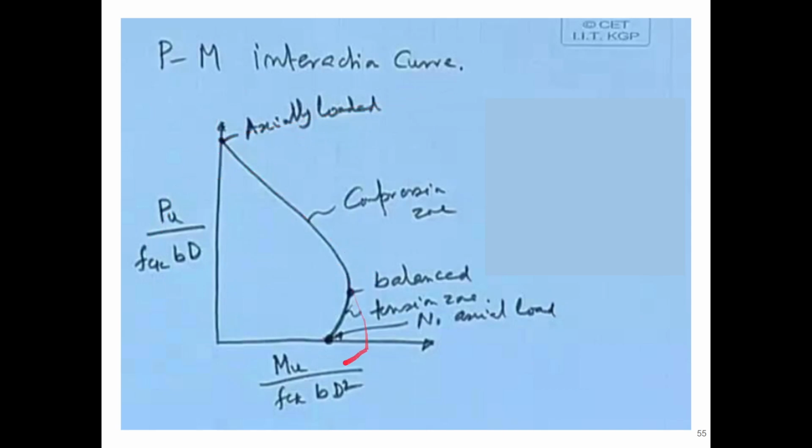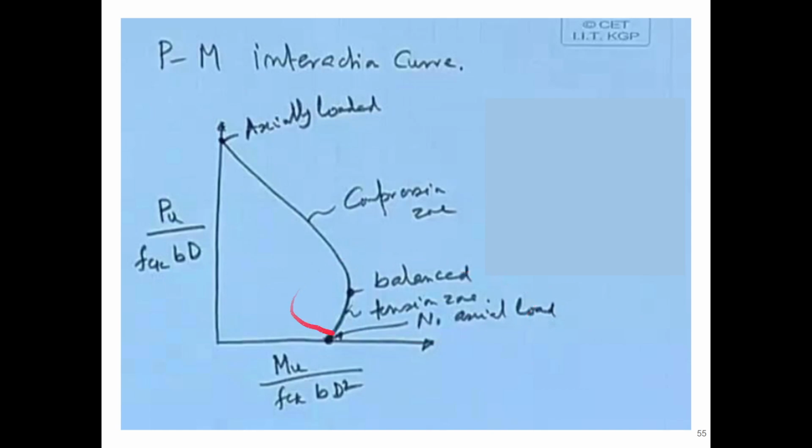If the value we get is somewhere here, that means the Pu value is 0, so it means there is no axial load, only flexure. If the point is somewhere here, it is the balance condition. It is neither compression nor tension, it is a balance condition. If it is higher than this, towards the Pu by fck bd side, it is the compression zone. And if it is below the balance condition, it is in the tension zone.